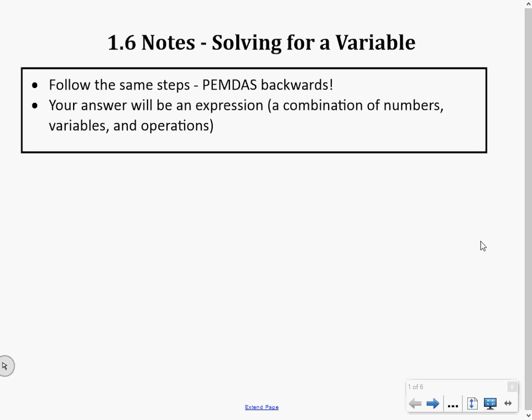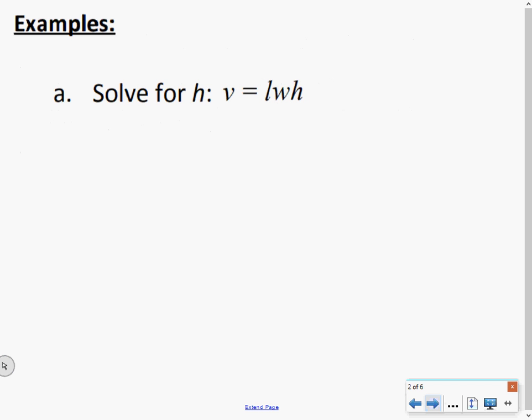Hi everybody, this is going to be another Chapter 1 video over solving for a variable. So we're going to be following the same steps as we did for some of the equations that you've seen up to this point. We're going to be using PEMDAS backward. The difference here, though, is that your answer isn't going to just be a number. It's going to be an expression, so that means a combination of numbers, variables, and operations. So it's going to look a little different to you, and you'll see why here shortly.